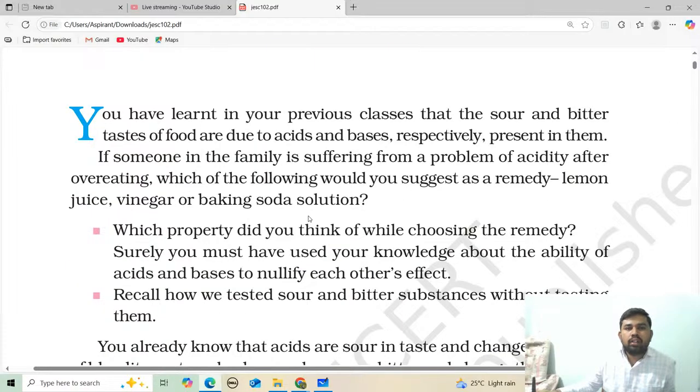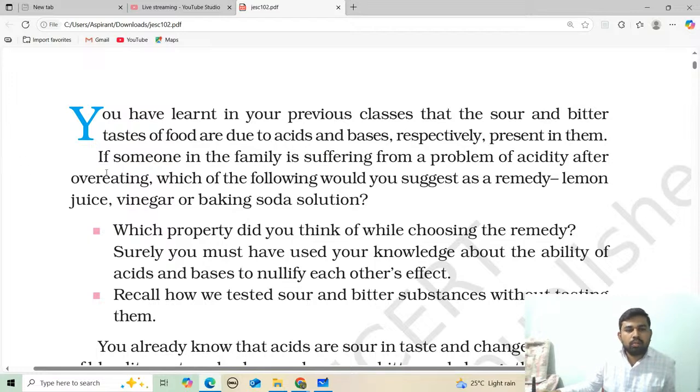You have learned in your previous classes that the sour and bitter taste of food are due to the acids and bases respectively present in them. If someone in a family is suffering from acidity after overeating, which of the following would you suggest as a remedy? Lemon juice, vinegar, baking soda.